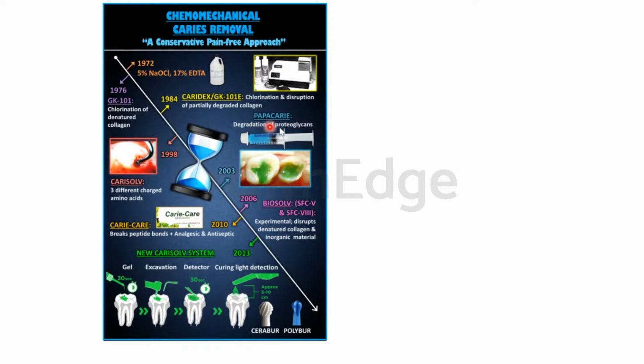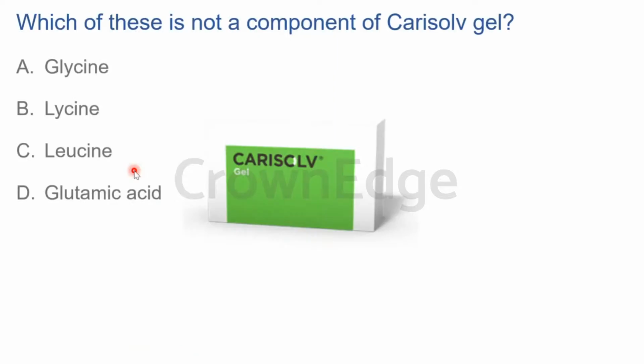It surpassed all the limitations of the Caridex. So Caridex, a huge solution was required, almost 5 ml. It also required a delivery system. Can you see the delivery system? This was the delivery system to pour that liquid inside. It also required heating of the solution in GK101E, but that was solved with Carisolve. No heating is required, no delivery system is required, and it can be done very easily with very little amount of gel. So now the answer we know is lysine.